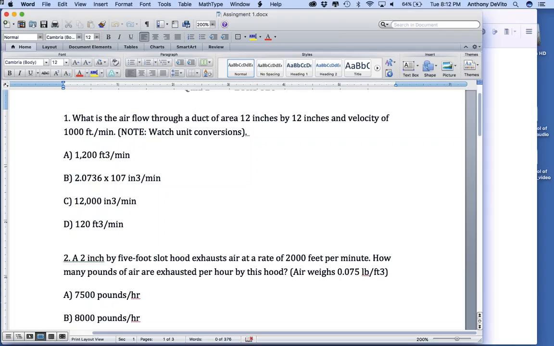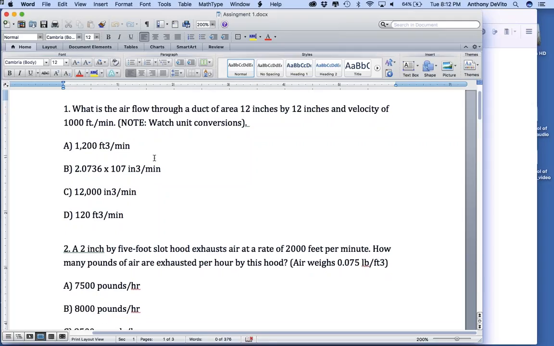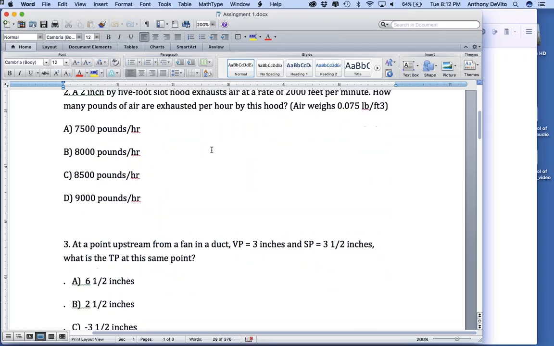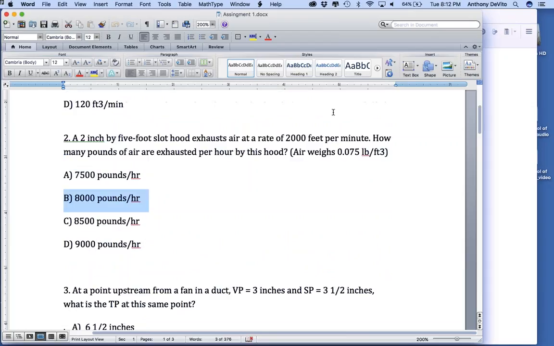Some of you decided to multiply 12 times 12 to get square inches and then convert it into a foot. I'm not sure why you bothered with that. But yeah, it's 12 foot by foot, 1 square foot, 1,000 feet per minute. 1,000 feet per minute times 1 foot squared is 1,000 cubic feet per minute. Okay, now, of course, some of you guys, the right answer wasn't there, of course, so you just highlighted it and wrote it in, which is fine.